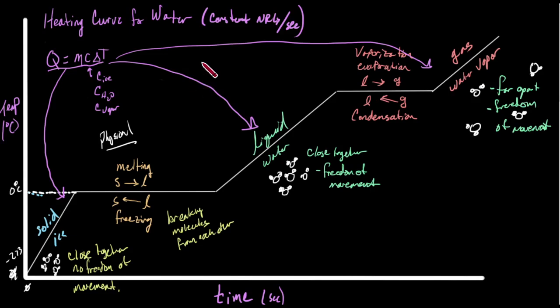Question? These guys? There's a specific heat, a C for ice, and a C for H2O, and a C for vapor. Okay. But now what we need to talk about are these guys, the flat things. Why can't we use mc delta T for the flat parts?